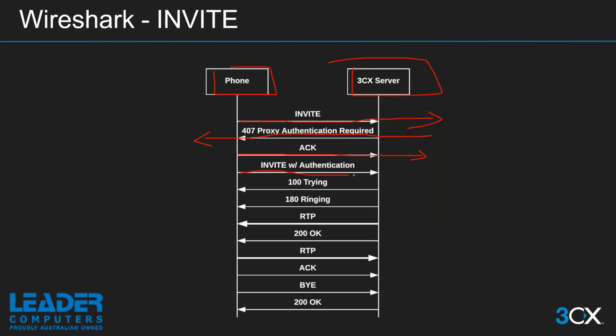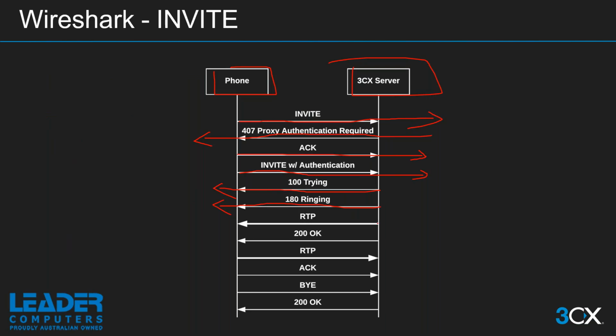And I'm sending you another invite with the authentication details. And now the 3.6 server accepted it. So it's sending, it started to ring on the other side, and it's saying, yes, we accepted it, and it started to try to establish the connection, and it's tried, and then it started to ring.